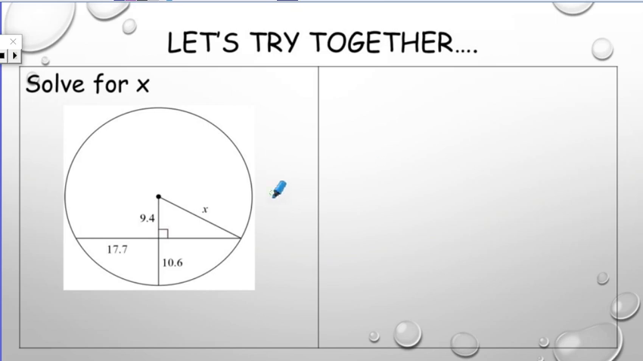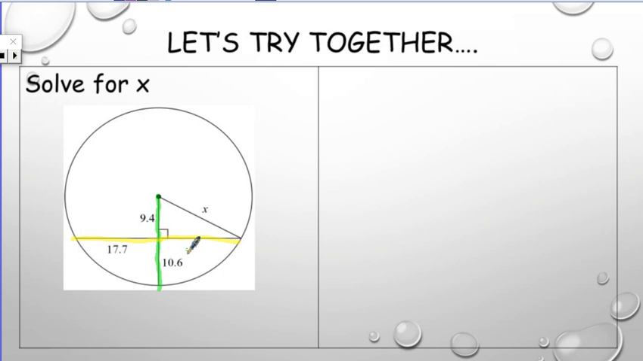Okay, so this problem now is telling me to solve for x. So I need to do some investigation before I even try to solve this problem. I see that I have a radius, this radius right here, from the center to the circumference. And I notice that I have a right angle right here. So this is telling me that this is a perpendicular bisector. So I know that if this side is 17.7, then so is this side going to be 17.7.